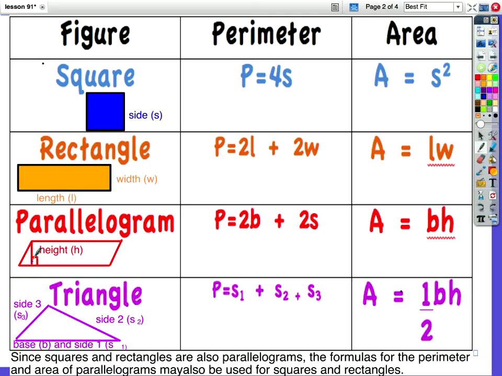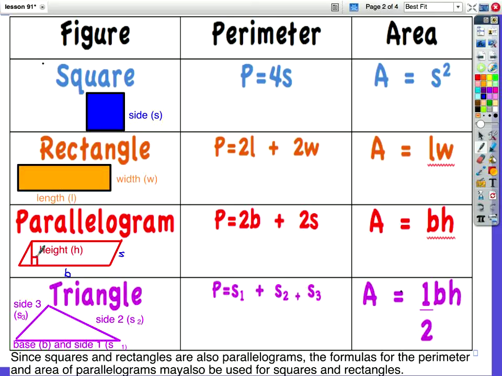Now if we look at the parallelogram, we have to think about a couple different things. We know our height is from the bottom base to the top base. We might need to know our base. We also are going to need to know our sides. So for the perimeter of a parallelogram, we're going to take 2 times the base plus 2 times the side. So just like the rectangle where they use width, we're going to use the side. We're not even going to use the height for perimeter. We're just going to take 2 times the base plus 2 times the side.